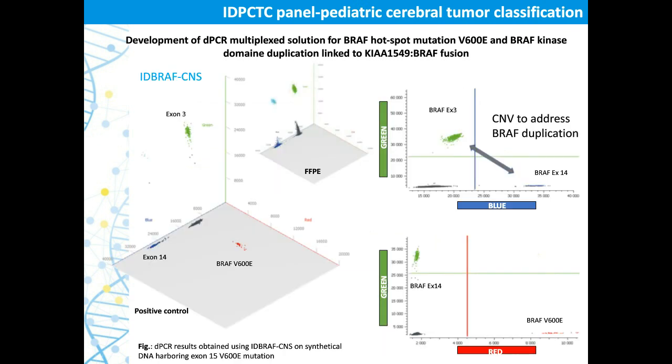You can see on the 2D dot plot that we will compare exon 3 and exon 14 to address the duplication of the 3' part of BRAF, which is the signature of the gene fusions. And in red, you will see the mutation BRAF V600E.